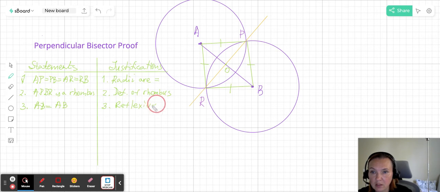Reflexive property says that a thing, a shape, a figure is congruent to itself, right? So this pen is congruent to itself. These headsets are congruent to themselves. That's a reflexive property. So AB is equal to AB. And also, since I'm using the same justification, I'm going to say that PR is equal to PR. It is the same justification, so I have two different steps in one.